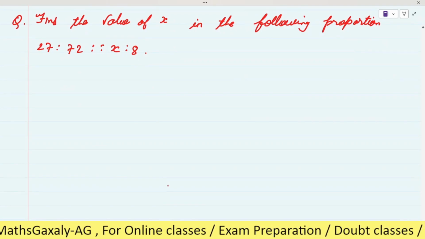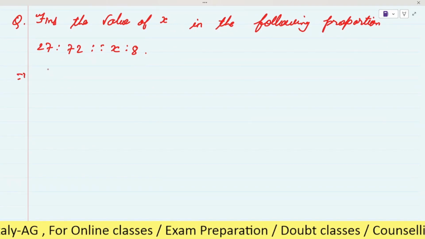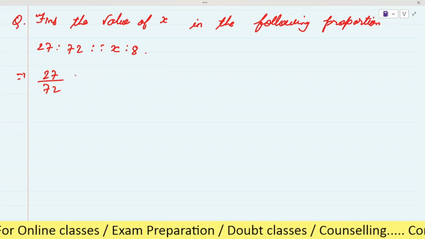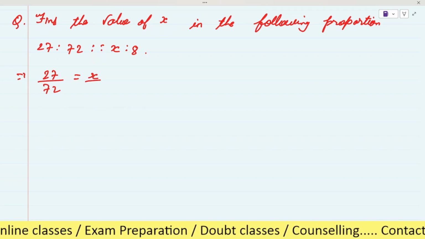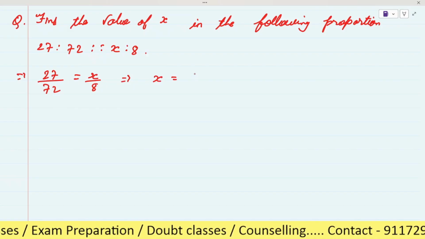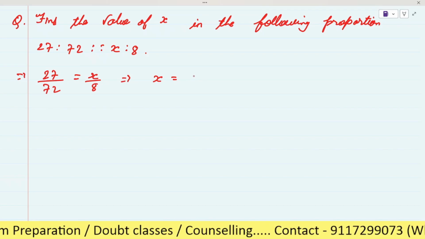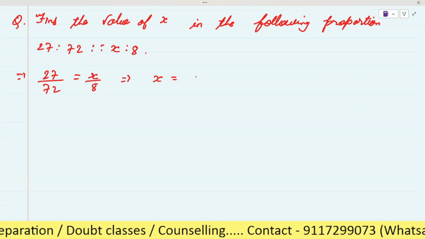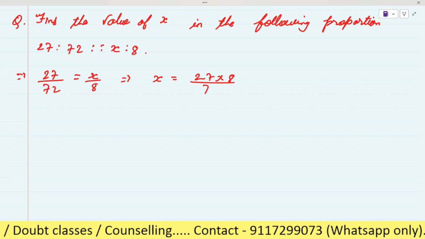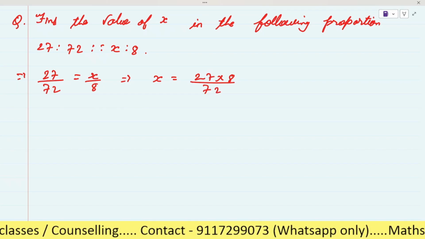No, because no, you have to just do like this. See here, it is 27 by 72 is equal to x by 8, right? So you have to just find the value of x, which will be 27 into 8 by 72, right? And then you have to just solve it.